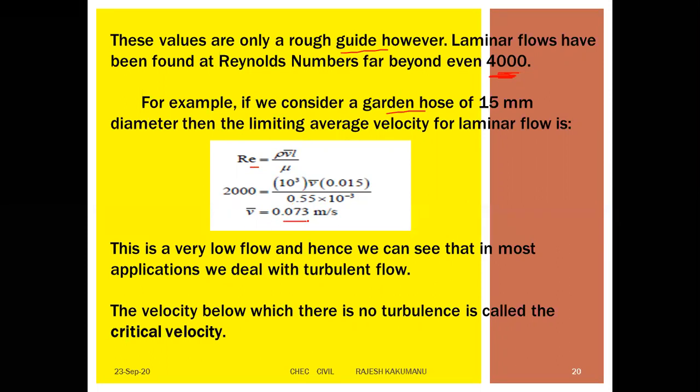This is a very low flow, and hence we can see that in most applications we deal with turbulent flow. The velocity below which there is no turbulence is called the critical velocity. So whenever there is no turbulent flow, that velocity we call the critical velocity. Understood?